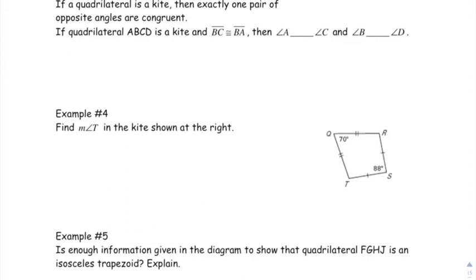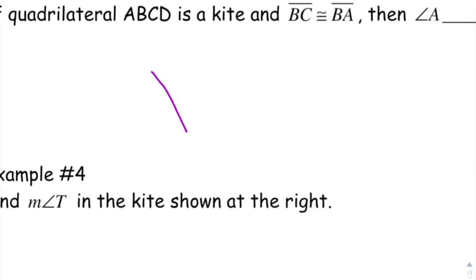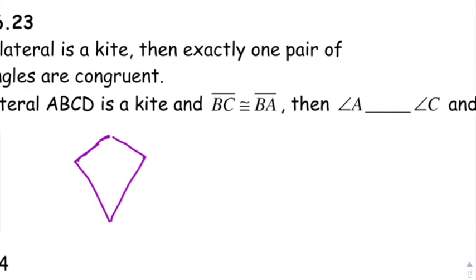Here's a corollary to that. If a quadrilateral is a kite, then exactly one pair of opposite angles are congruent, and it's only one pair. All right, so you've got to draw it out almost. Let's see if I can do it kind of well. This is the best I can draw it. Kites are kind of hard to draw.